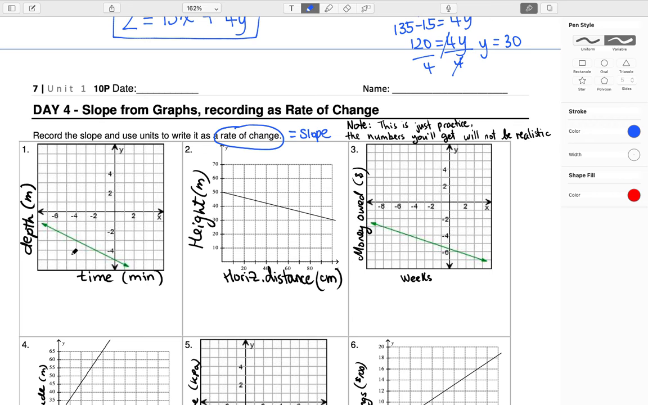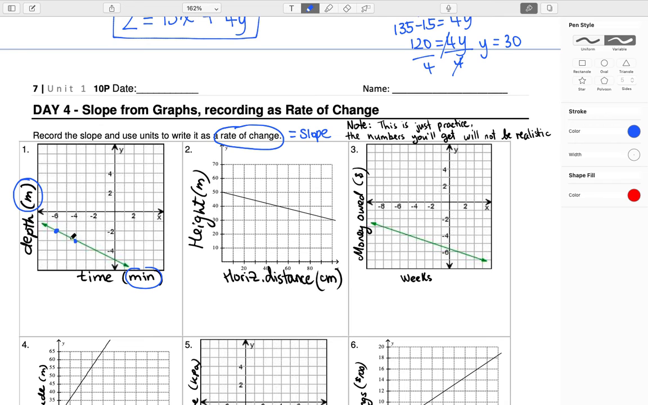Let's take a look at number 1. It looks like the unit is depth per time, so meters per minute, because slope is rise over run. So it's always the y value over the x value. That's the unit. To find the slope, all you need to do is make a right angle triangle. So pick 2 points that are very clear. In this case, I will pick this point and this point. As long as it's any point on the line, it's okay.